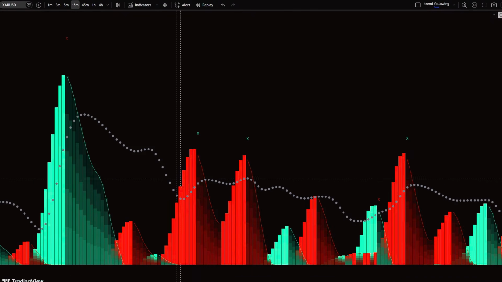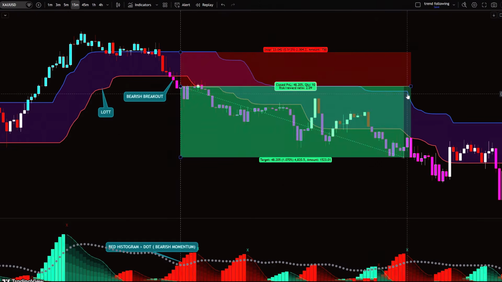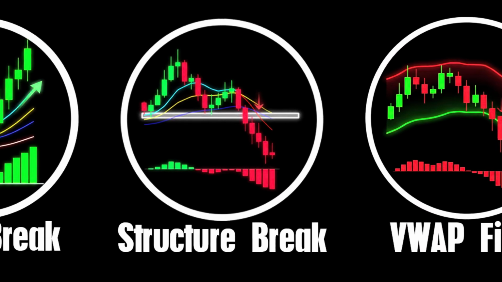Break below the LOTT, red histogram below the dot, same rules apply. A structured break confirmation strategy.